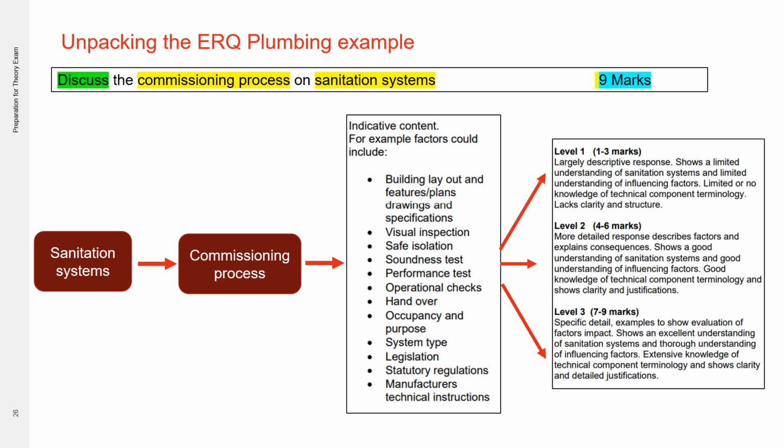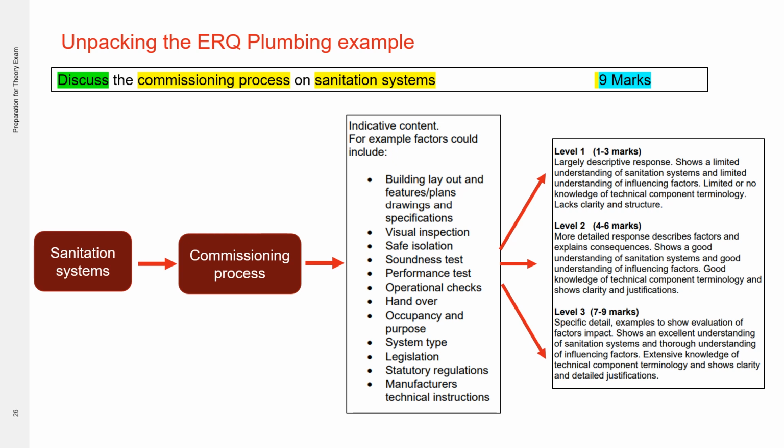Then consider what is involved in commissioning. So viewing the indicative content, we can see visual inspection, soundness testing, performance tests, and so on. Now think back to the verb discuss. We need to consider discussing this with someone. It will require further depth as identified in the 3 levels of response.